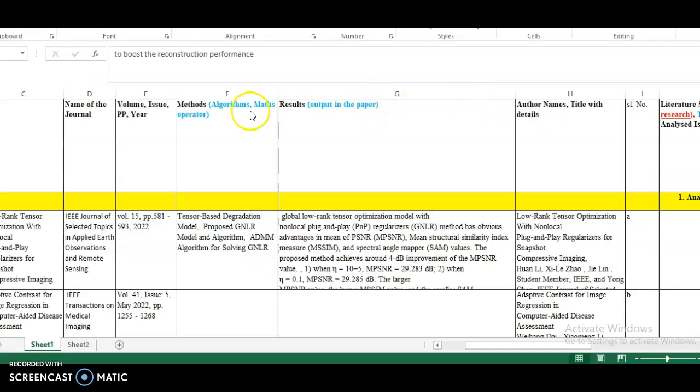In this paper, they have used a tensor-based degradation model, the proposed GNLR model, and an ADMM algorithm for solving the GNLR problem. And then the results, the output of this paper. This is for the algorithms and mathematical operators. Here, this is for the results of the paper.